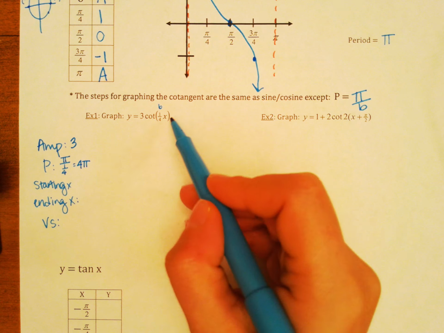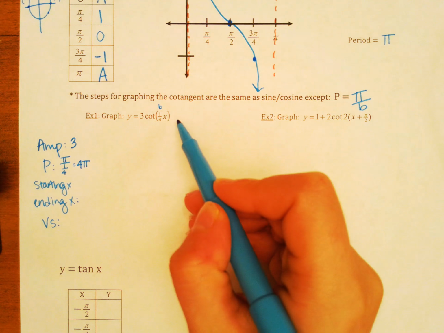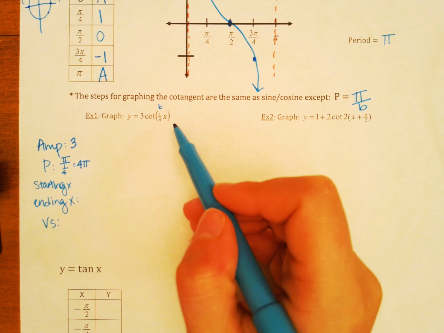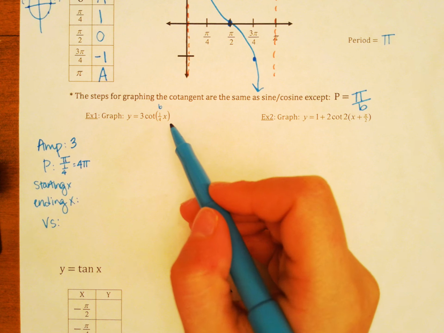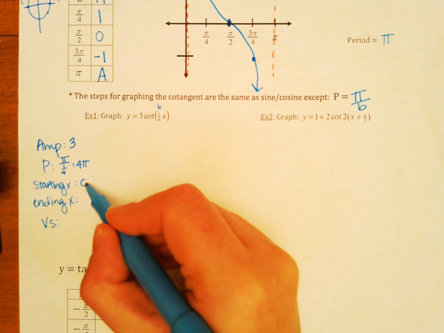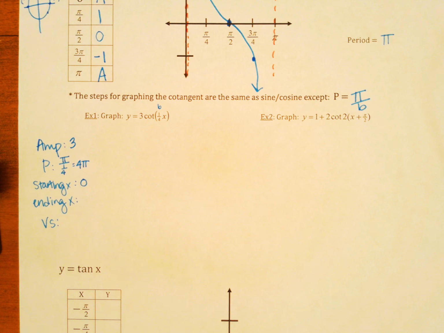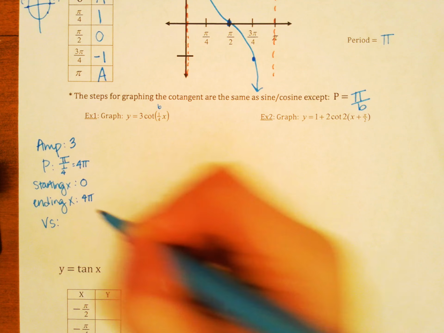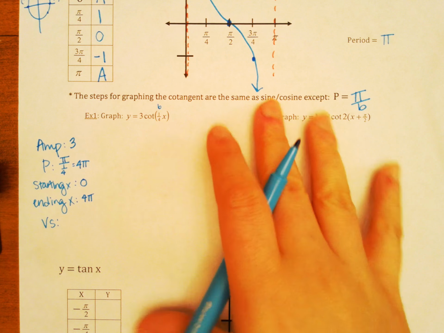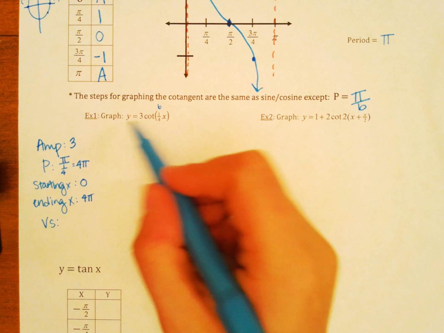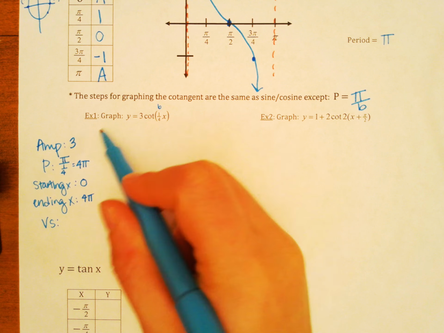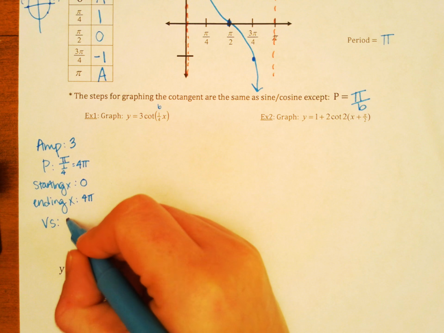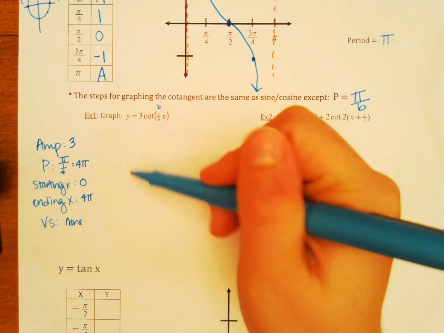We don't have anything after the x, like a plus pi over 4, a plus pi over 8, or a minus 3 pi over 8, or whatever it is. So our starting x value is going to be 0, and the ending x value is going to be 4 pi. Remember, our starting x and our ending x for cotangent are where our asymptotes are. In our vertical shift, we don't have a plus or a minus on either side, so our vertical shift is none, or 0.